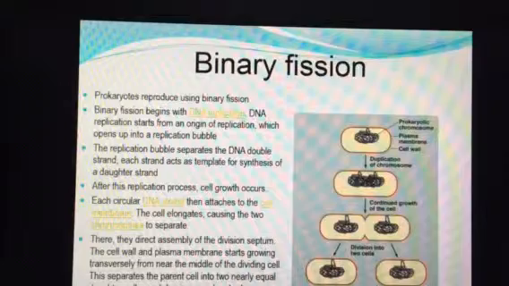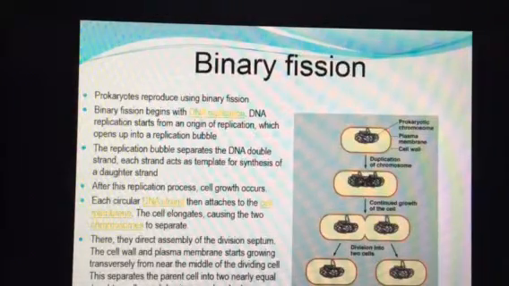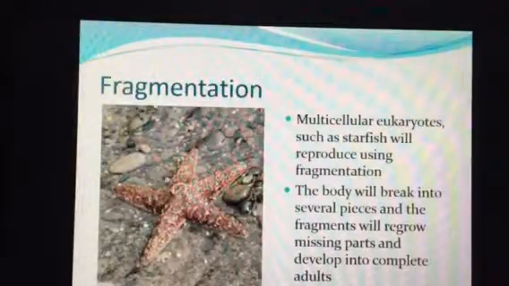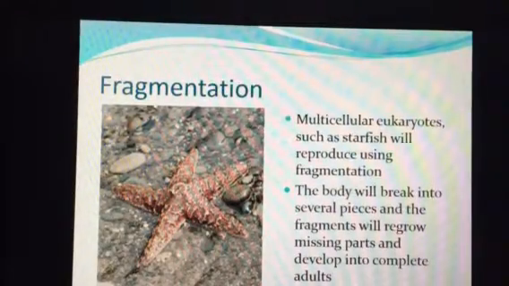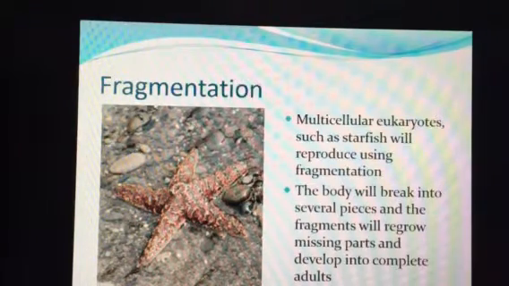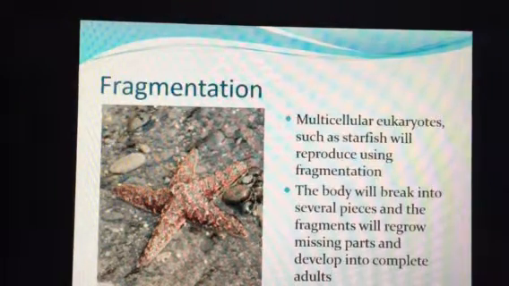Binary fission is very simple, and it is simply mitosis. And so you have the exact same number of chromosomes as you did before, or you have the exact same number of DNA strands or plasmids as you started with originally. So that's binary fission. The next one is fragmentation. The reason there's a picture of a starfish here is because you see fragmentation occur a lot in starfish.